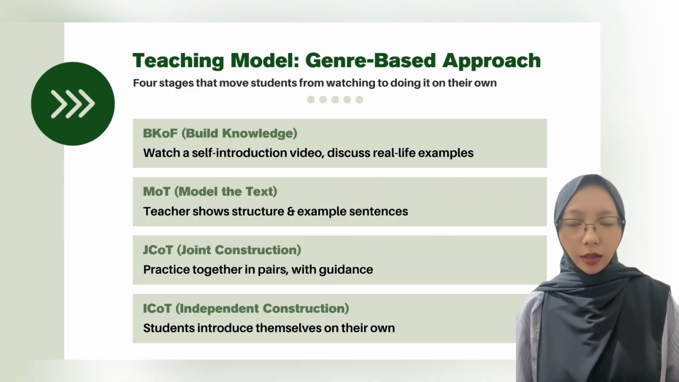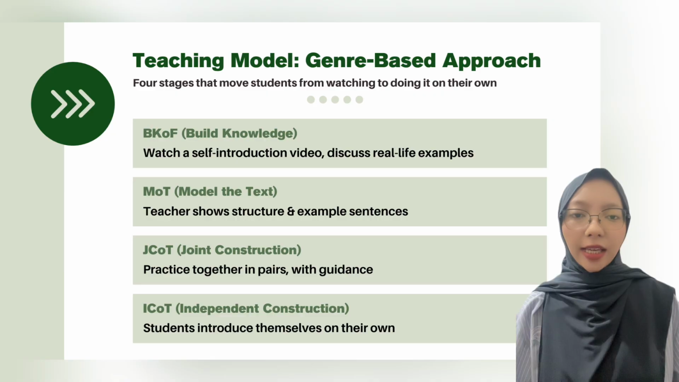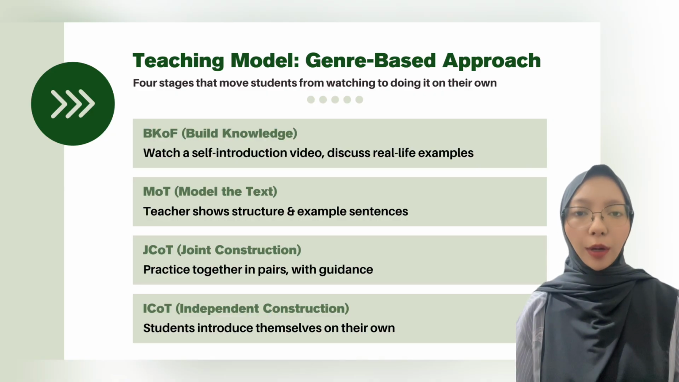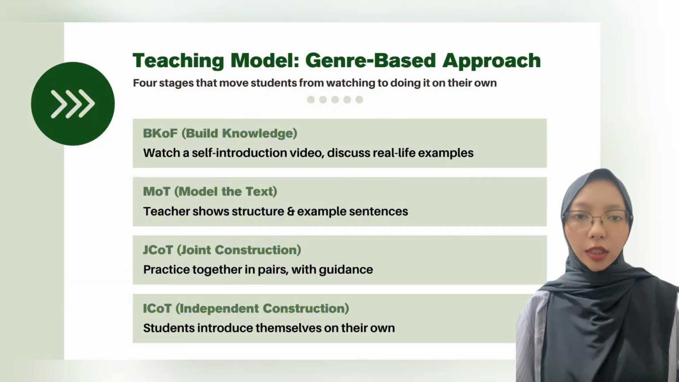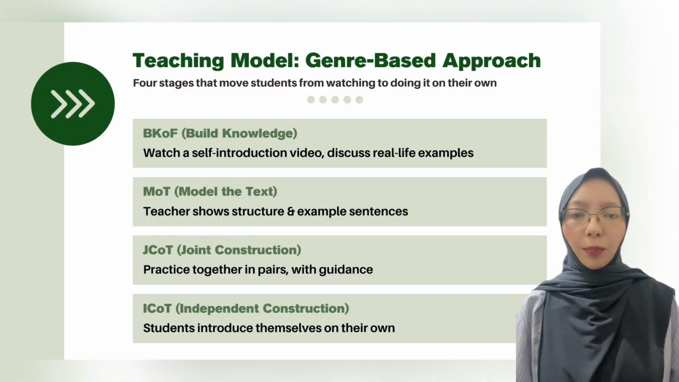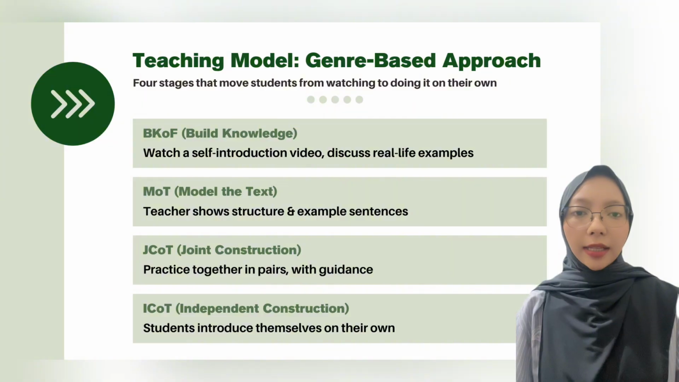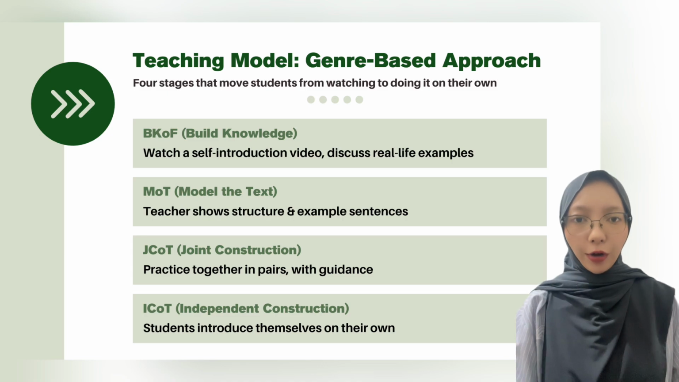It sounds technical, but it's just 4 steps that guide students from watching an example to doing it on their own. First is BKOF or build knowledge, where we watch a video and discuss a real example. Second is MOT or model the text, where I show them the actual sentence structure. Third is JCOT or joint construction, where they practice together in pairs with my help. And finally, ICOT or independent construction, where the students confidently introduce themselves on their own.